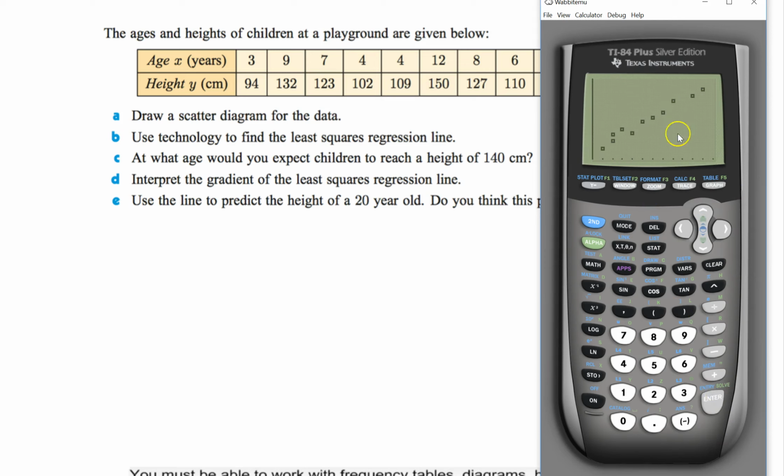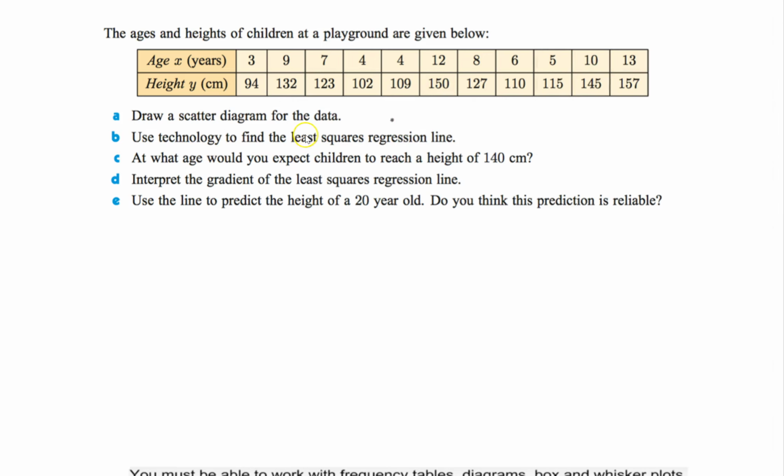And then it'll have a nice little graph for you. So that's my scatter diagram of the data. Now they want you to use technology to find the least squares regression. Another way to say this is they want you to find the regression equation. So we don't have to worry about the least squares part, just find the regression equation. And a lot of times they're also going to ask you to find the correlation coefficient, which is R. So it's about how to find R and that at the same time.